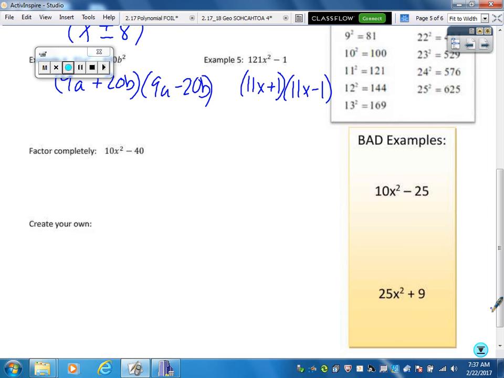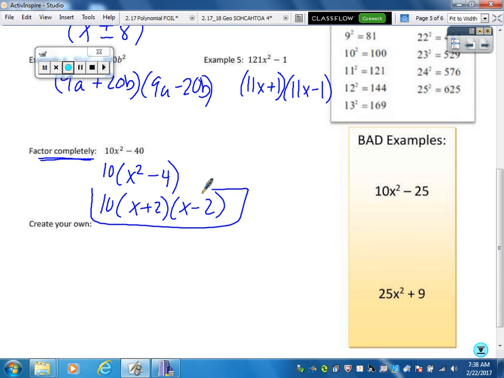Alright, last one. It says factor completely. That means usually if you see that word that there's a GCF in there. And yes, I see a GCF right away. When looking at it, they're both divisible by 10. So pull that out from the start. And now this one just seems to be the most common difference of squares that pops out, x squared minus 4. Because it's a perfect square, we've got to take that down to plus 2 and minus 2. So don't forget your last factor there, your GCF, and you have factored it completely.